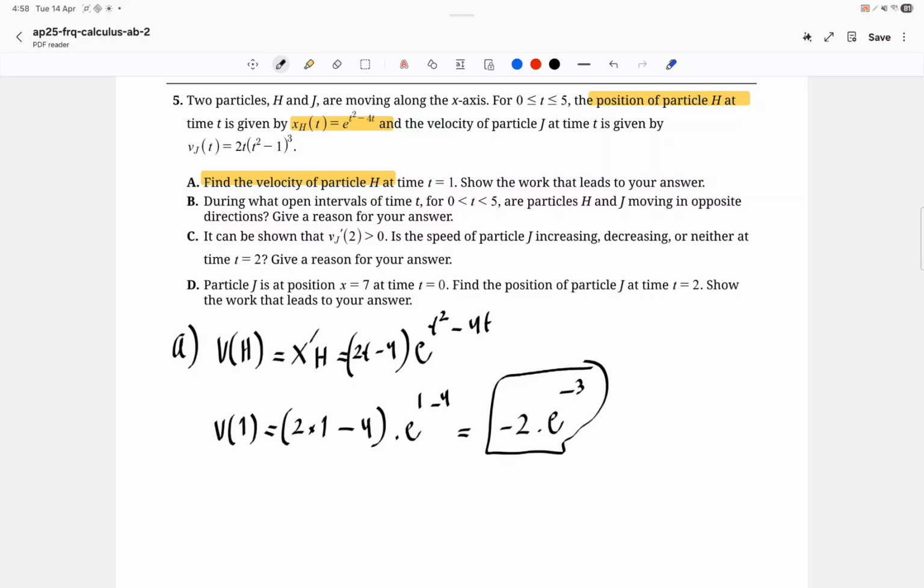Yeah, you can leave it like this, or you can put the e down and make the power positive. They're both right. Let's see how they wrote it. They wrote it like this.